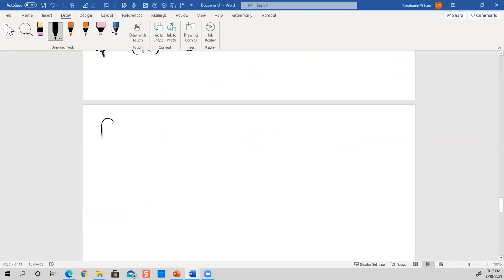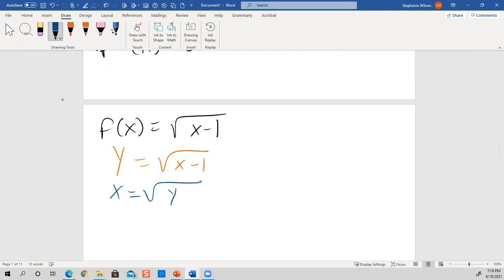We have f of x is equal to the square root of x minus 1. We're going to find its inverse, and then we're going to graph it. And then I'll be able to show the 1-to-1. So I'm going to find its inverse. That means I have to replace this with y, switch, and then solve.